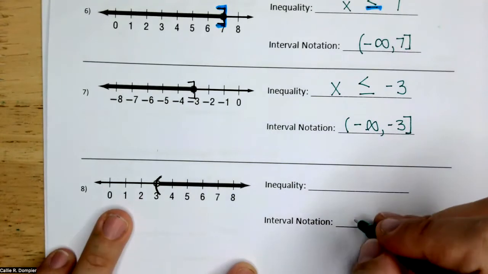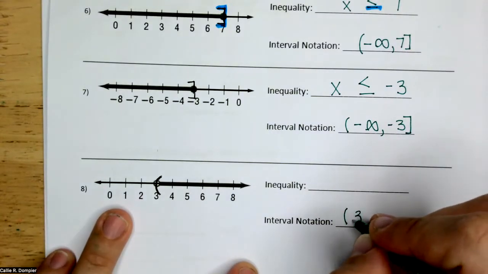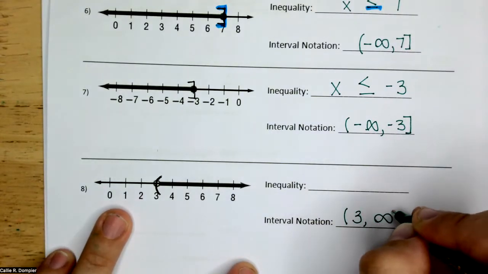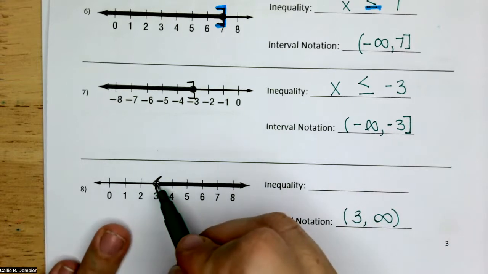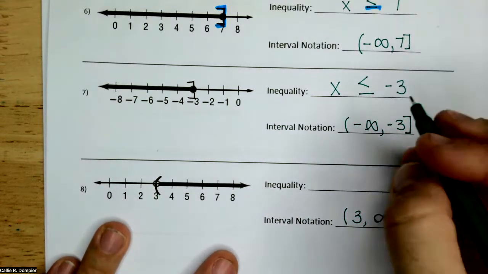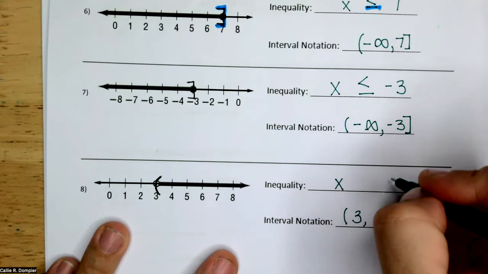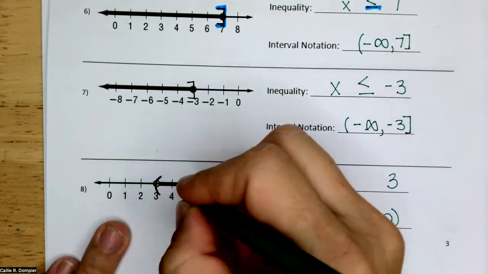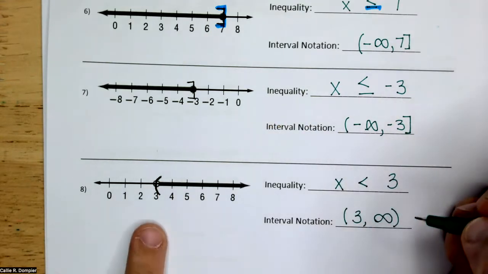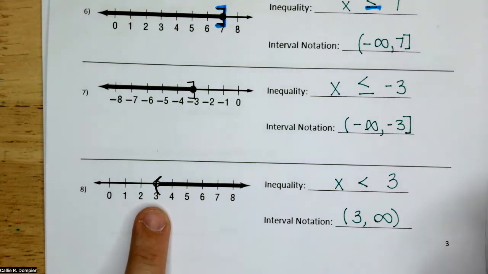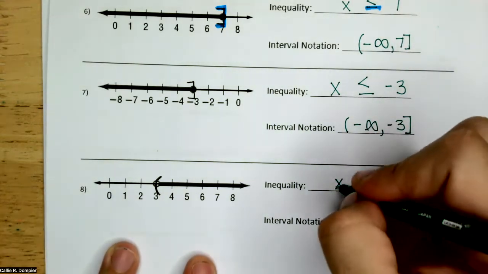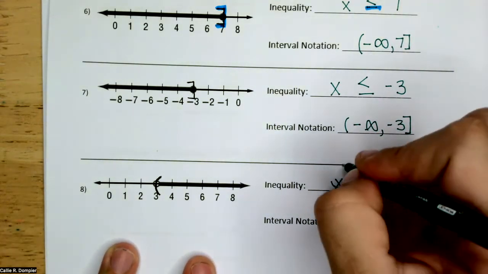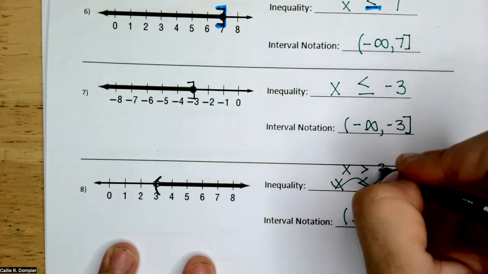This one, we start our interval notation at 3 and it goes on forever. That parentheses means it does not include 3. So x is, 4 is greater than 3. There's no equal to because there's no bracket. I wrote the wrong thing as I was talking. X is greater than 3.